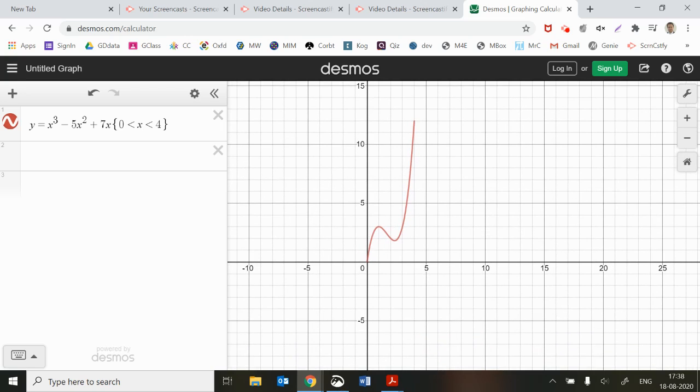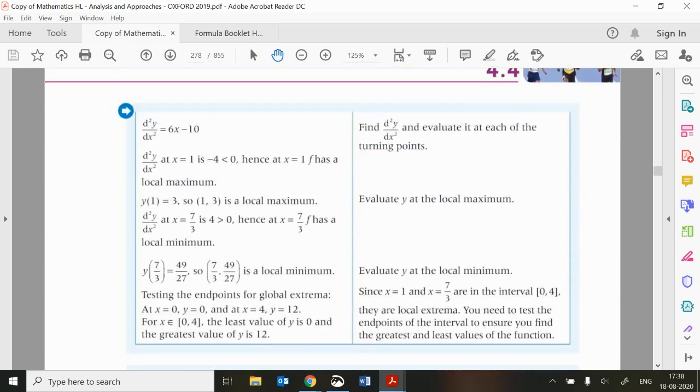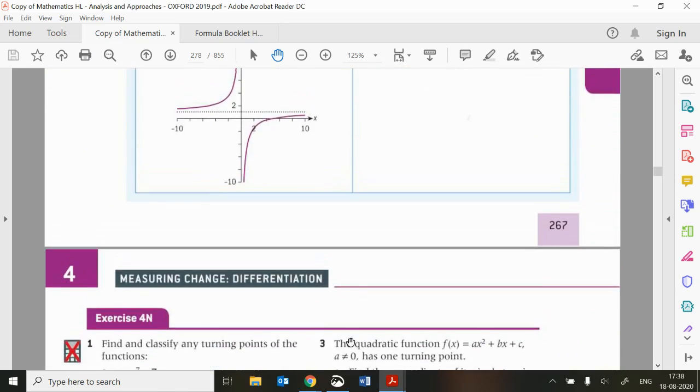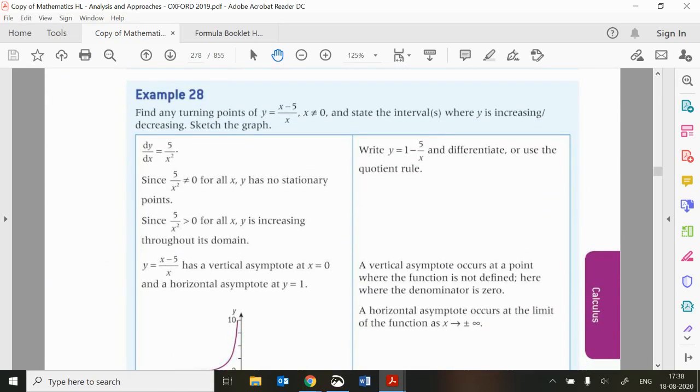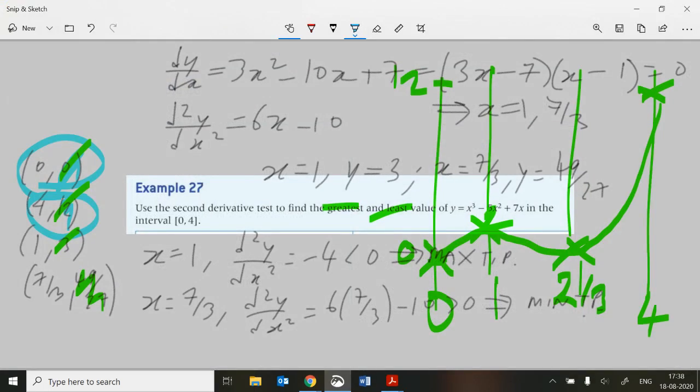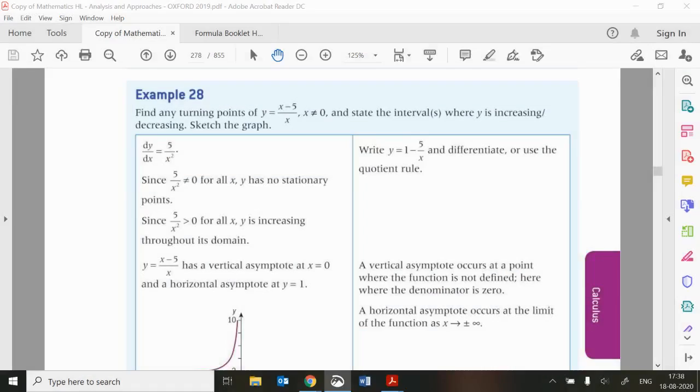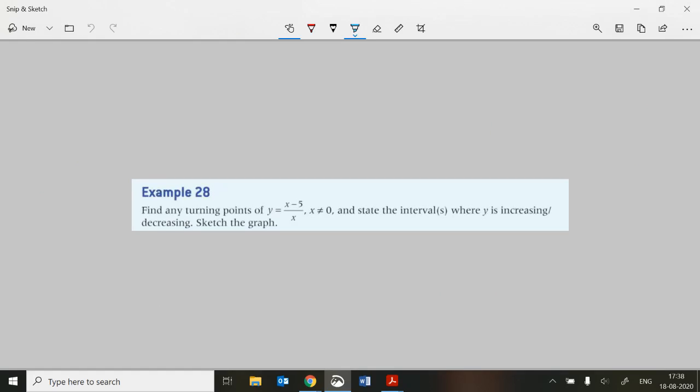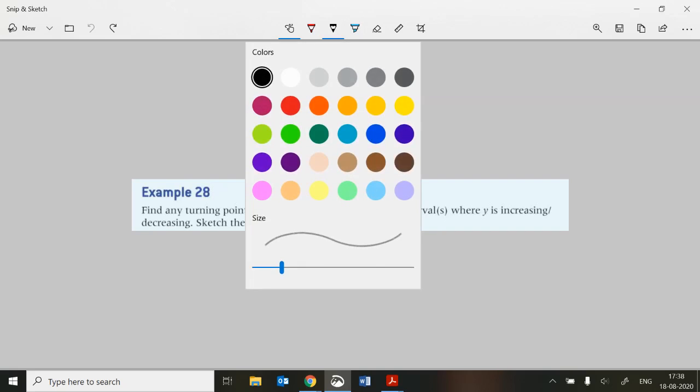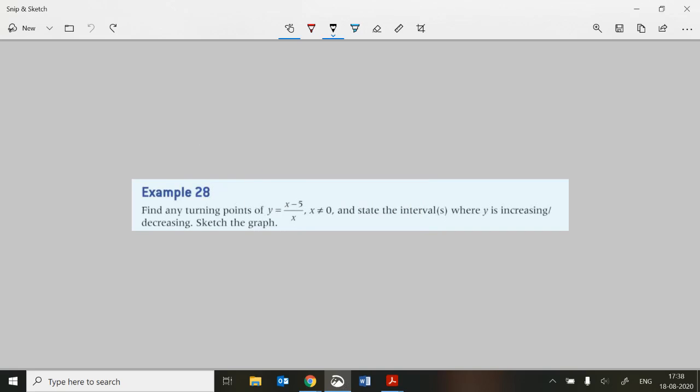Okay, so let's do the next example. So next example and last example for exercise 4N, we've got example 28. Okay, so it says find any turning points of y equals x minus 5 all over x and state the intervals where this is increasing or decreasing. Okay, well, when you look at this, you might think this is a quotient of functions, but you can make it simpler than that. Hopefully you can think about how you can make it simpler there.